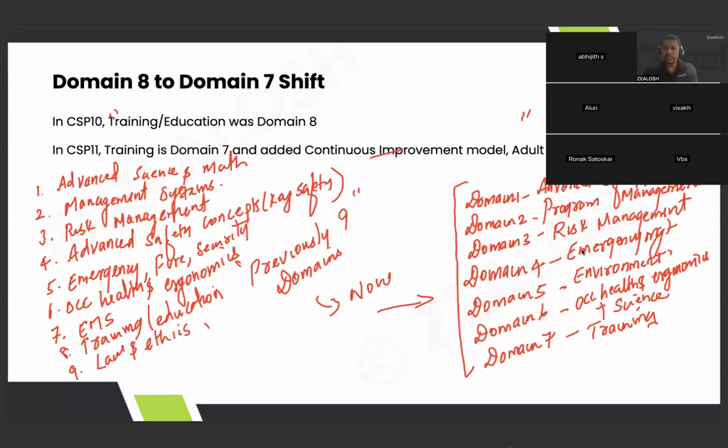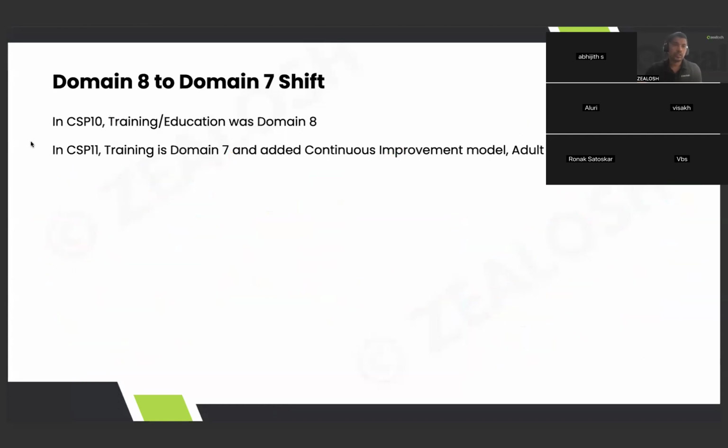Which unit is completely taken out? Law and ethics. Good.